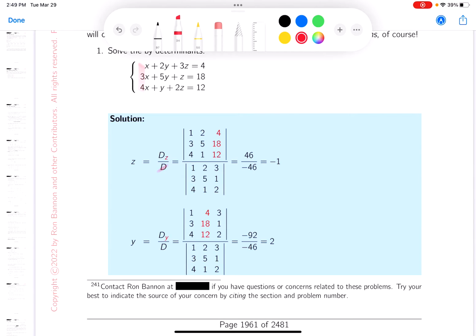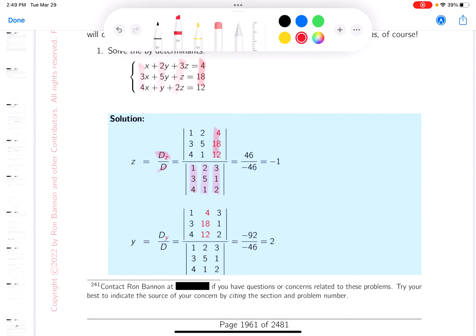So 1, 3, 4, 2, 5, 1, 3, 1, 2. And DZ is really going to be the same matrix, except now the column of Z's is going to have the constants in them. We derived the formula by taking some examples of a 2 by 2. And again, you can extend it, and certainly there is a general pattern to it, all right?